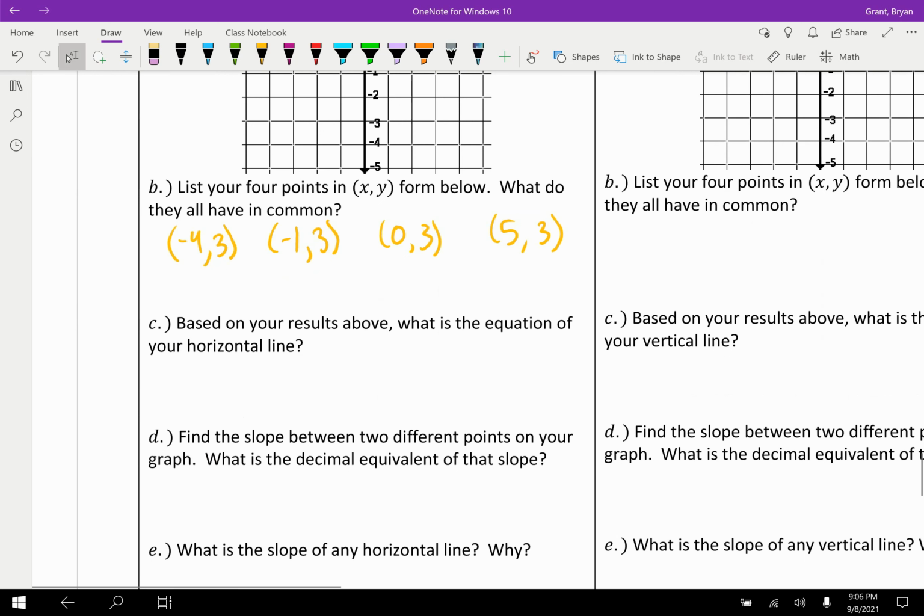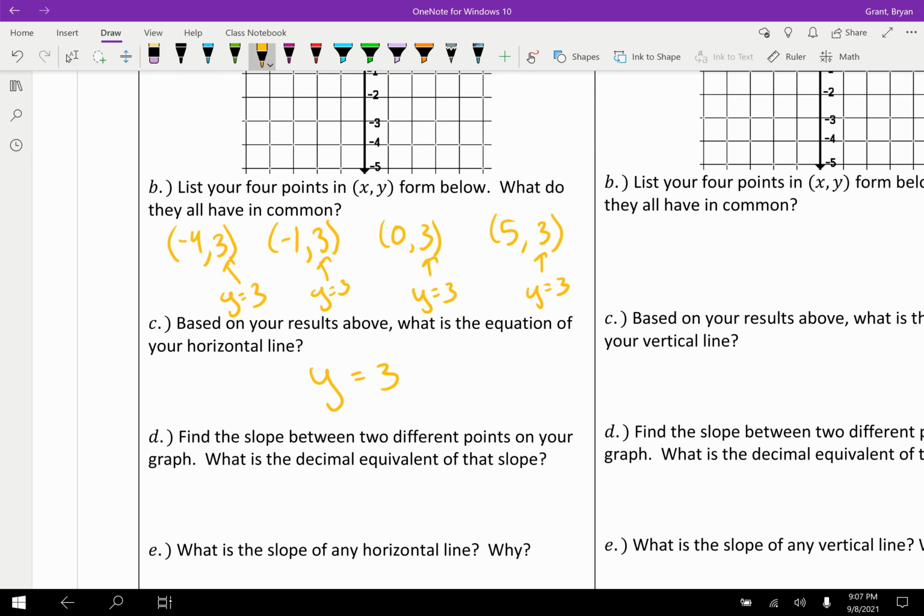Looking at those 4 points, what do they all have in common? Well, it looks to me that each of them has a y that's equal to 3. Right? There's no pattern to the x's, but the y seems to have to be 3 here. Okay? Well, if that's the case, what do you think the equation of the line is? Oh, well, the equation of the line is that easy. It is just y equals 3.